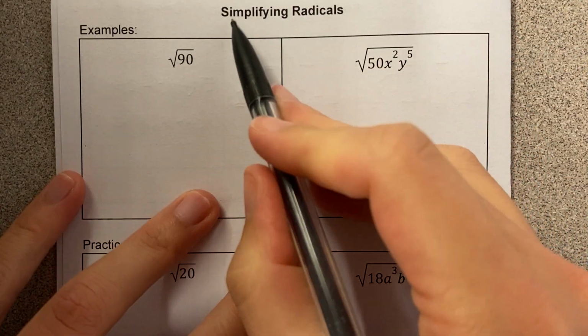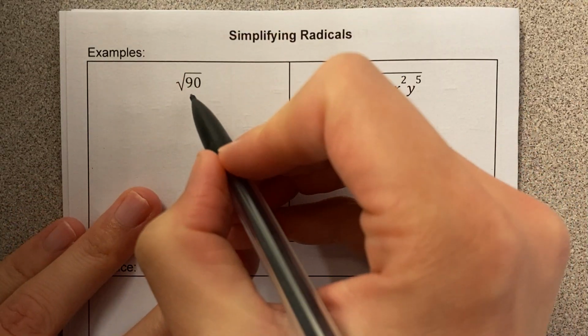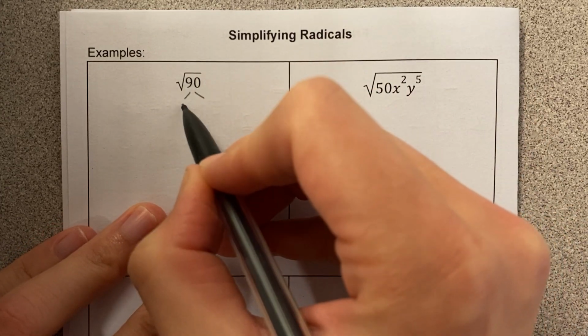All right. Simplifying radicals. This was a topic that we learned a long time ago, and we're also going to learn it next week in algebra. So here's where it starts. It starts with factoring. It starts with prime factoring. All right, so I'm going to just go ahead and start.